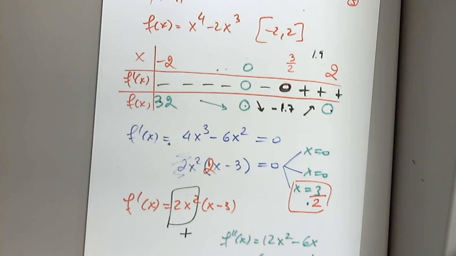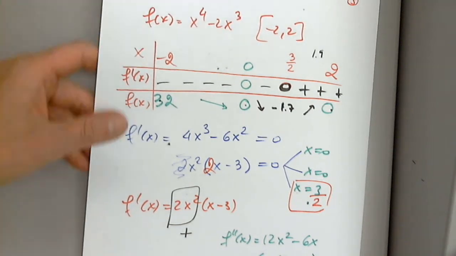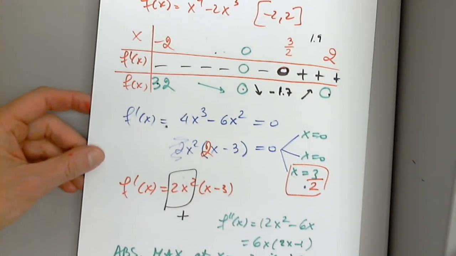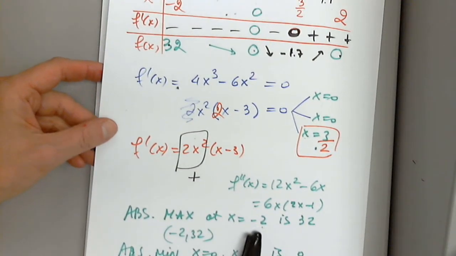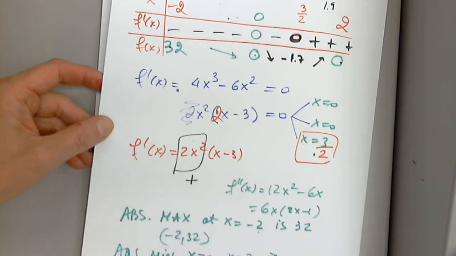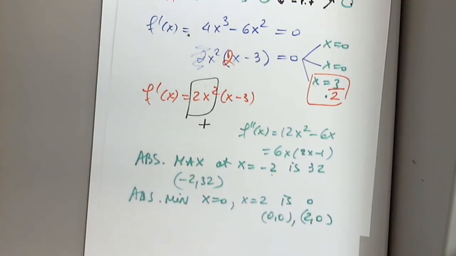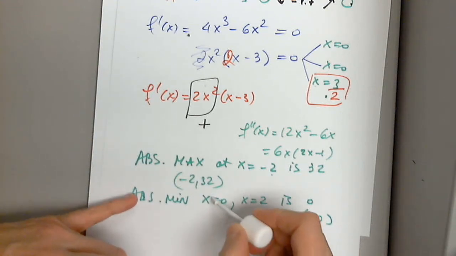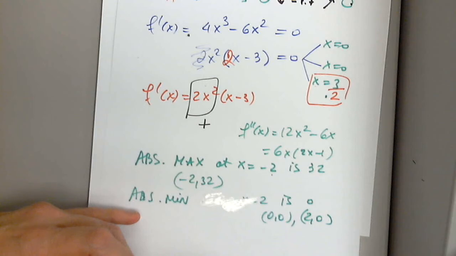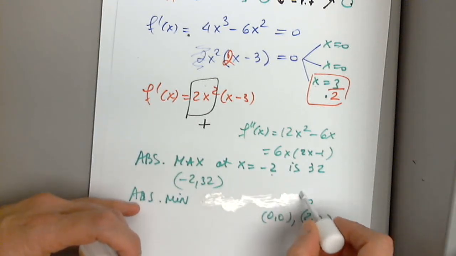Now the minimum is it 3/2, 0? 3/2, negative 1.7. Okay. So this is not the point. This is where the critical number is. So now we have to make the correction. The absolute maximum is still okay. The absolute maximum is at negative 2. No question there. The absolute minimum is not at 0 and not at 2, but at 3/2.